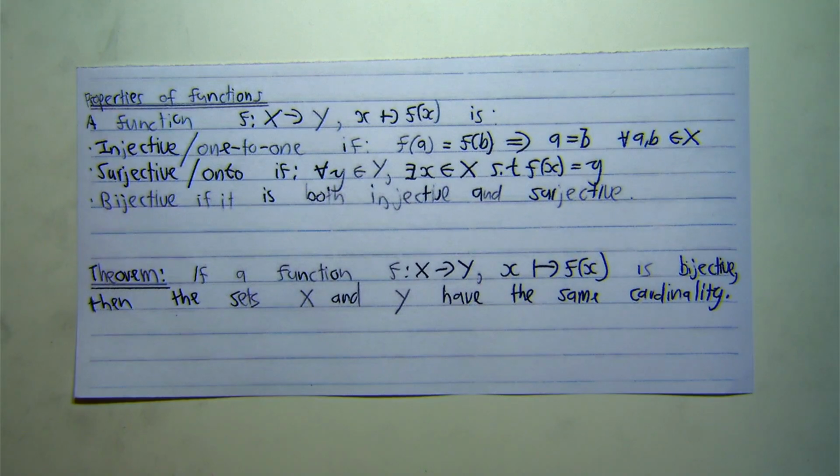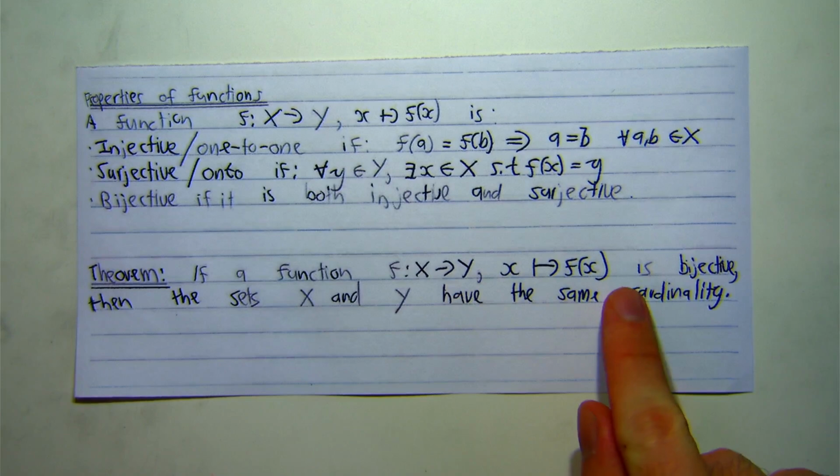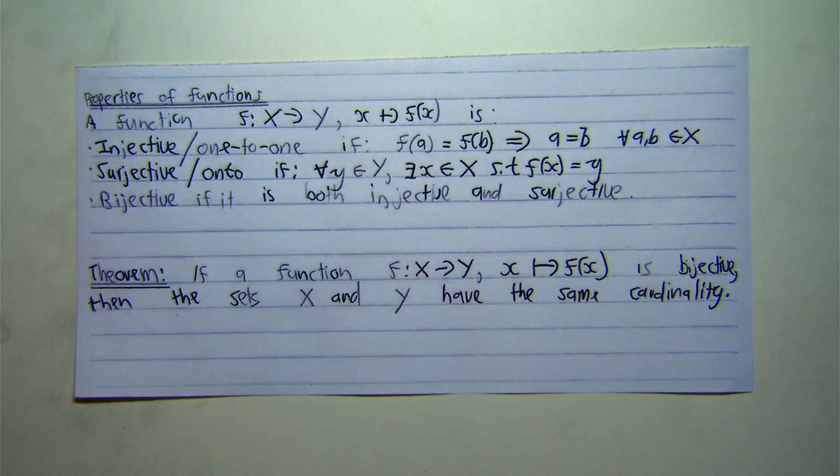And our theorem here is that if a function is mapping things from X to Y and that function is bijective, then those sets X and Y have the same cardinality.